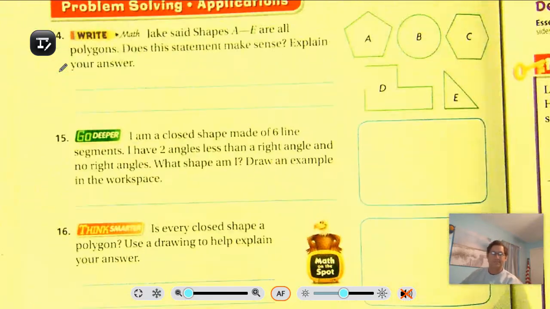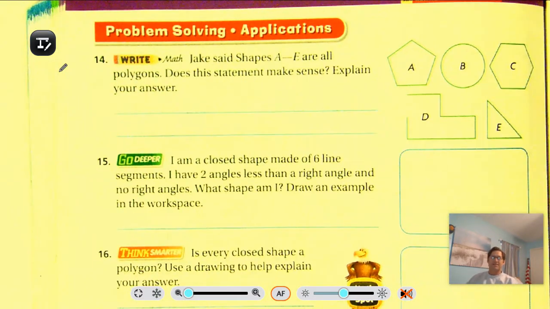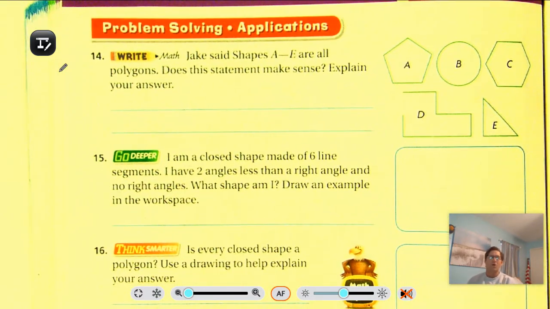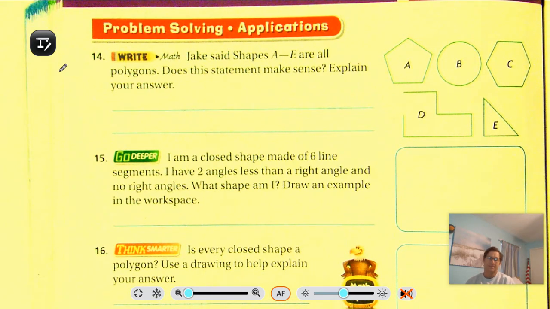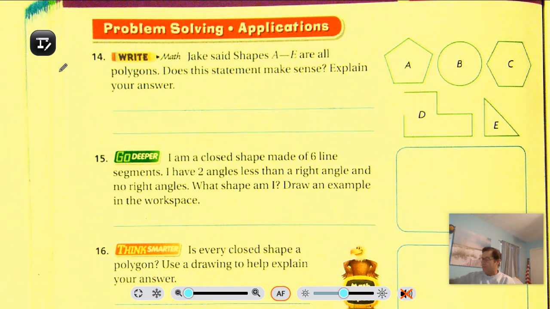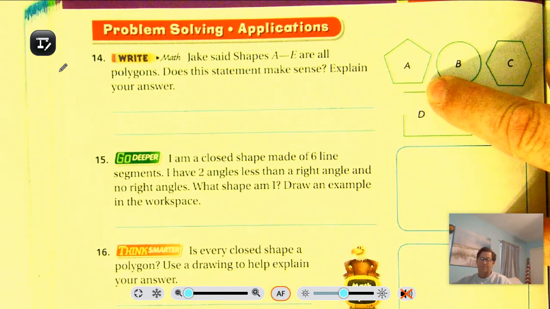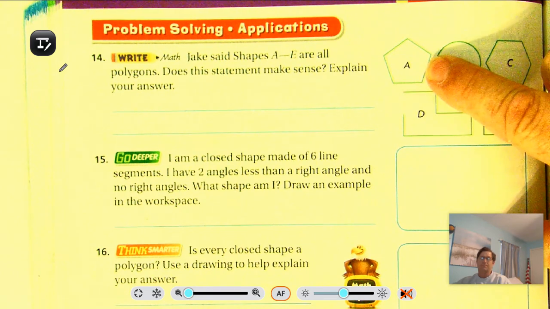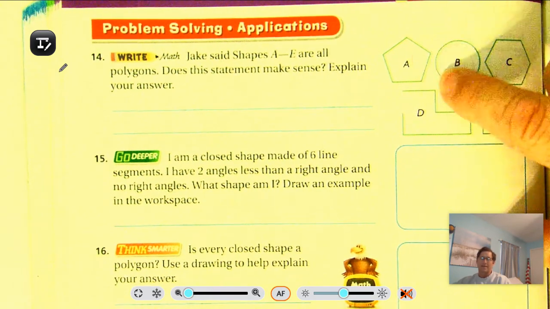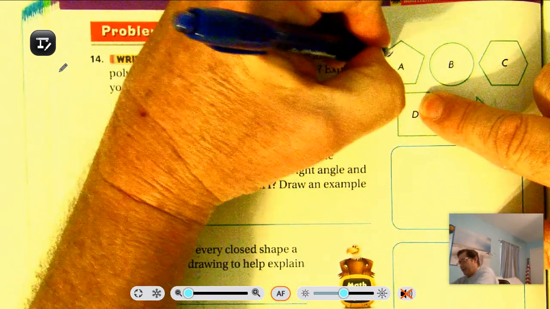Okay, 14. Jake said shapes A through E are all polygons. Does this statement make sense? Explain your answer. All right. So is A a polygon? It's closed. It's a plane shape. It is made up of only line segments. So A is yes.